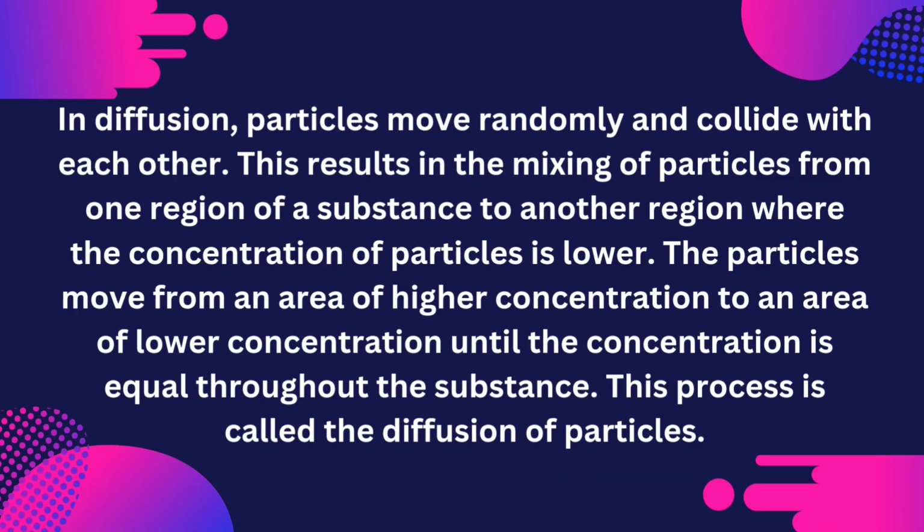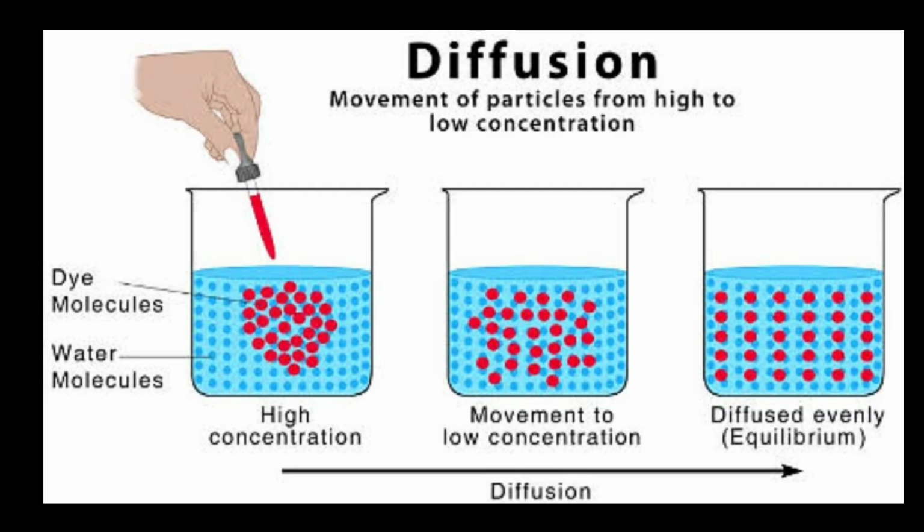In diffusion, particles move randomly and collide with each other. This results in the mixing of particles from one region of a substance to another region where the concentration of particles is lower. The particles move from an area of higher concentration to an area of lower concentration until the concentration is equal throughout the substance. This process is called the diffusion of particles.